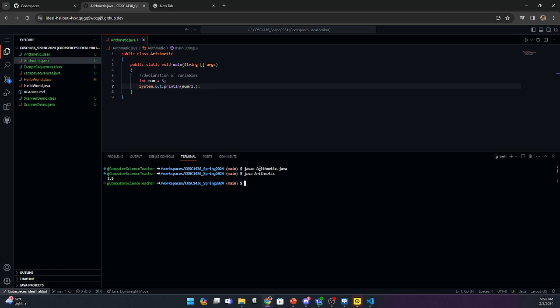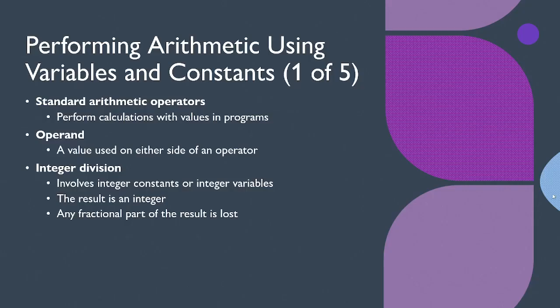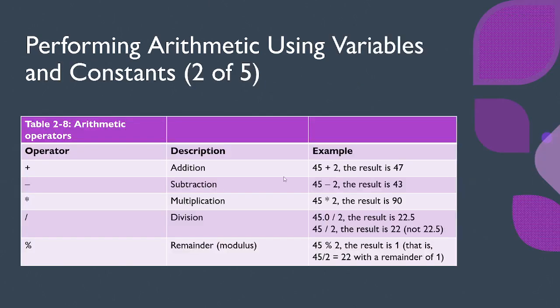But remember that integer division starts with an integer and ends with an integer. So 5 divided by 2 will be 2. 16 divided by 3 will be 5. Integer division returns an integer. It eliminates the decimal. Okay, so that's how that works. When you do an integer division, the integer part is maintained, the fractional part is lost. Okay, and that's what that looks like.